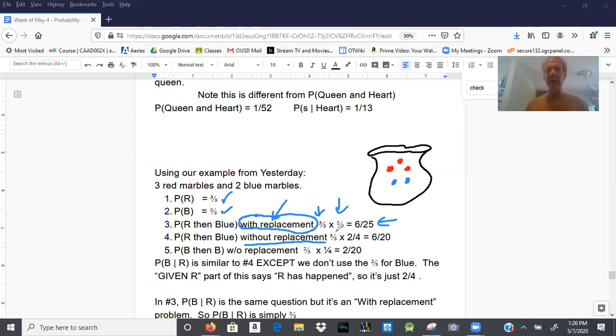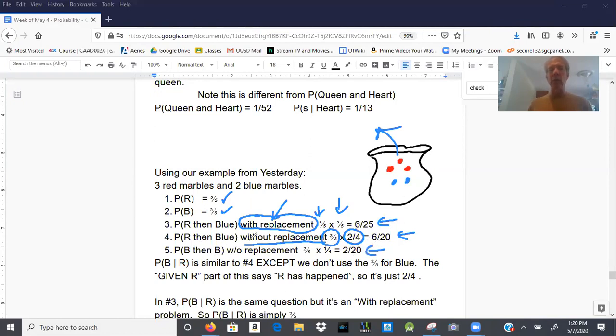First thing, still 3/5 of getting a red. The second one, though, if I hold that other marble out, the chance of getting a blue is only 2/4. So when I multiply those together to figure out the overall probability, I have a slightly different probability. More likely to happen, because if I hold that red marble out, there's a 50% chance of getting a blue once that red marble is taken out of the bag. And then this last example was, what's the chance of getting blue then blue without replacement? 2/5 to get the first blue, but since one of the blues has been removed, there's only a 1/4 chance of getting that other one, so this is very unlikely to happen.